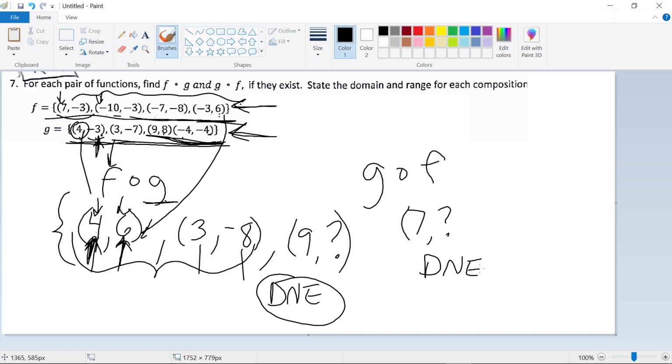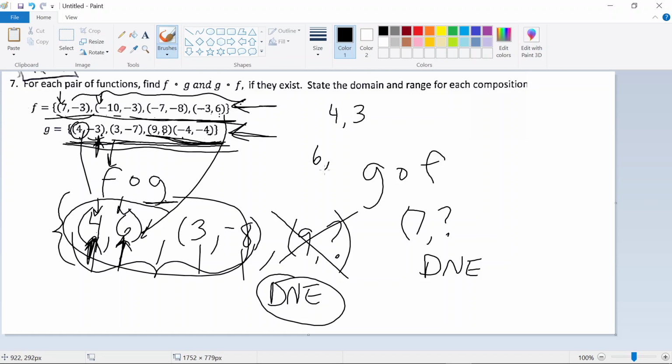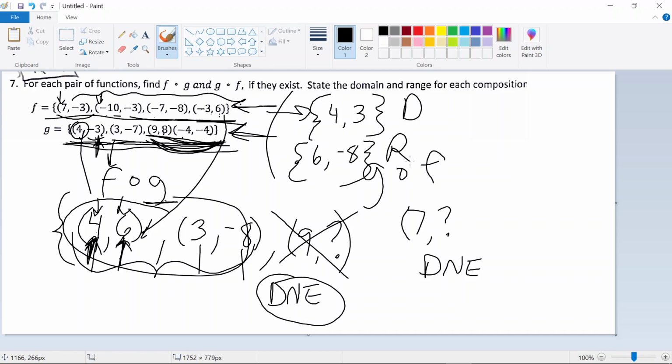But again, let's say on this first one, those were the only two values. There are only two values in the G's. Well, then the domain would be 4, 3, or 3, 4, and the range would be 6, negative 8. If those were the only two values and that was the end of the composition, if I didn't have these other two for the G, that would have been the domain, 4, 3, and that would have been the range. In other words, the domain is all the X values, the range is all the Y values.